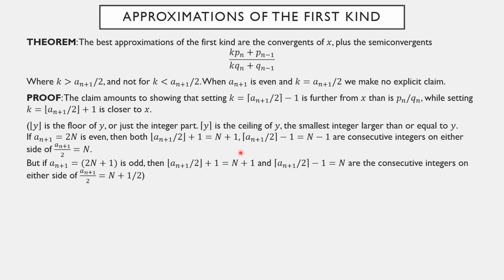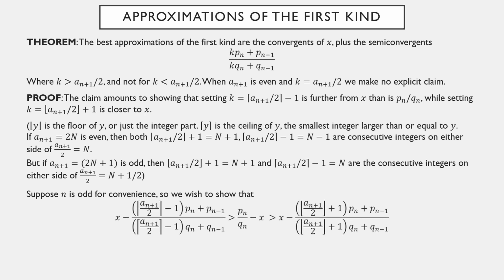So whether a_{n+1} is even or odd, the floor of half the next partial quotient plus 1 and the ceiling of the next partial quotient over 2 minus 1 are really the two values we want to test. We want the first one to be a best approximation of the first kind, and the second one to not be. Now let's go ahead and assume n is odd, just for convenience, so we can write some inequalities in specific directions. What we really want to show is this.